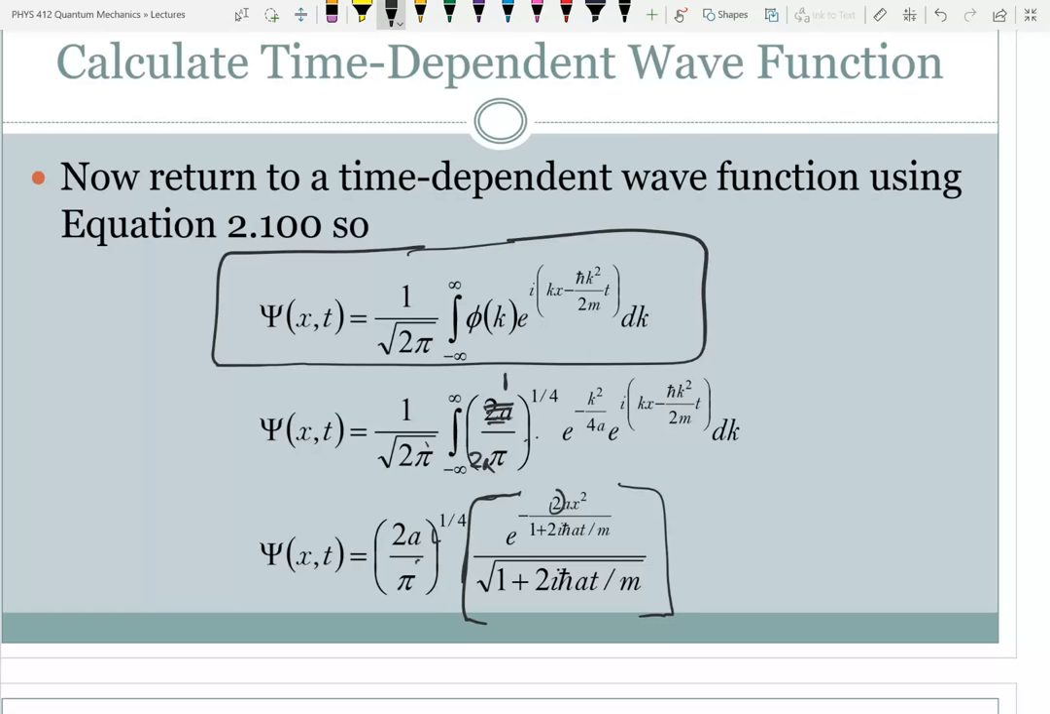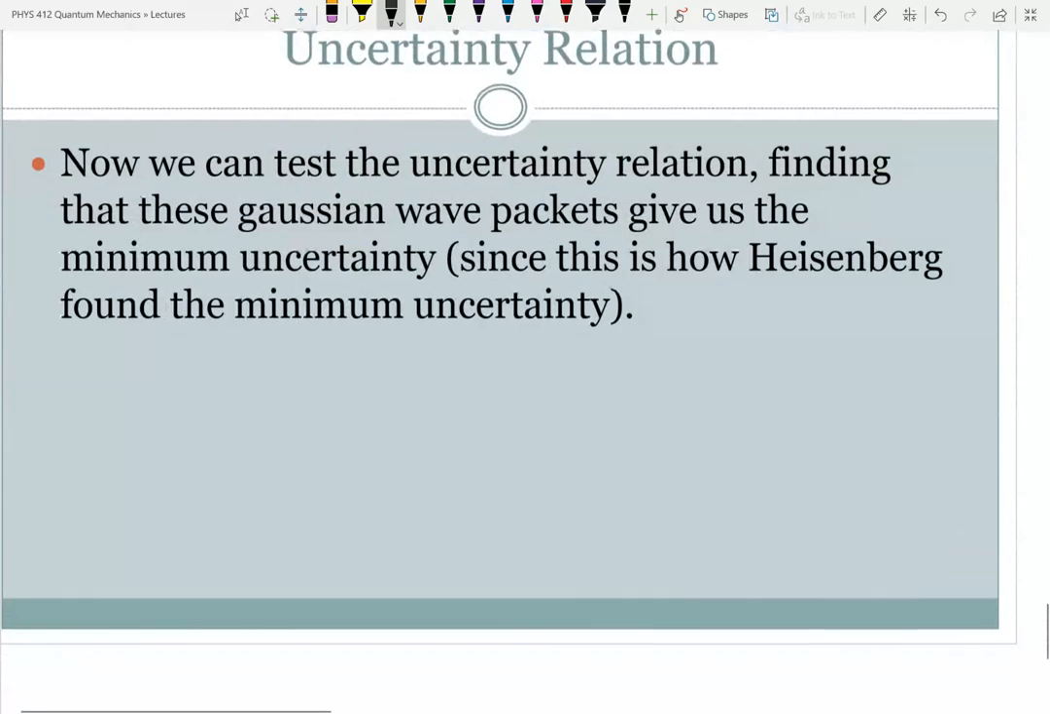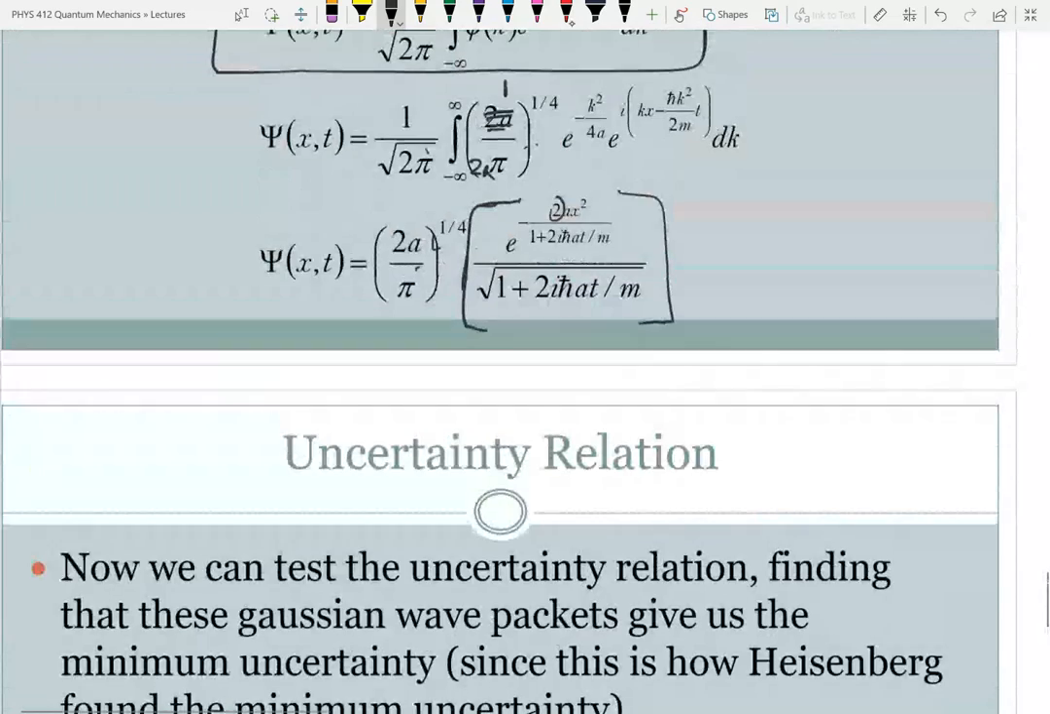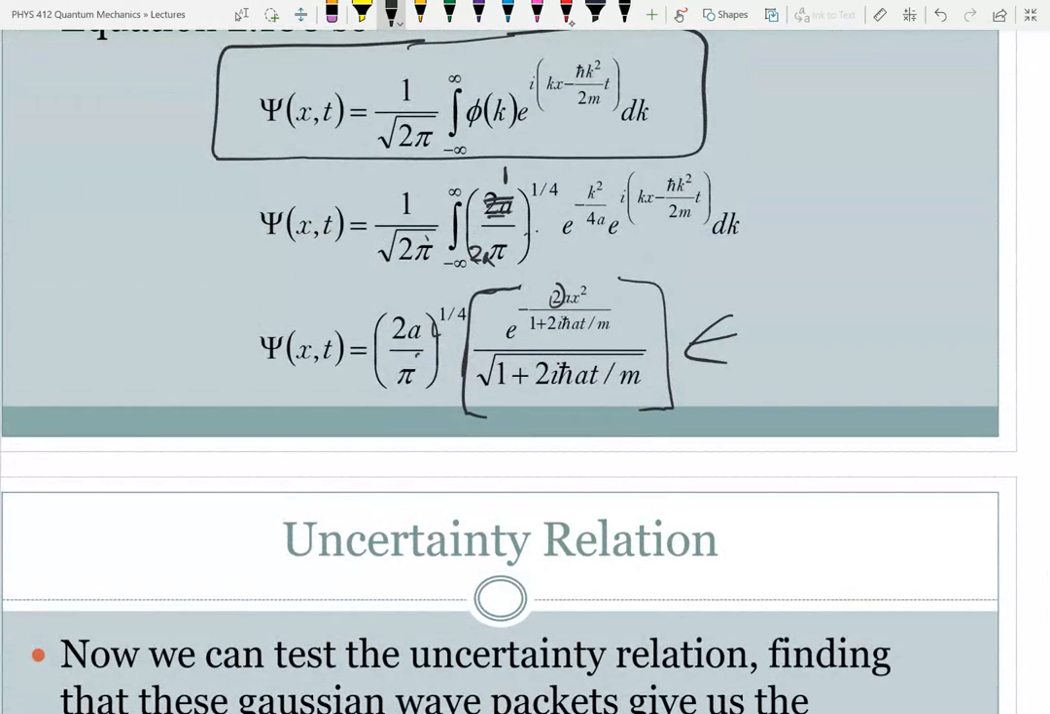But what we have is now a function that's going to show a spread. So it started confined to this Gaussian packet, but the Gaussian packet is going to spread out over time. And so it's not going to maintain its shape. And that's where we'll end. So next class period, I will check this equation, get it right, and we'll move on.